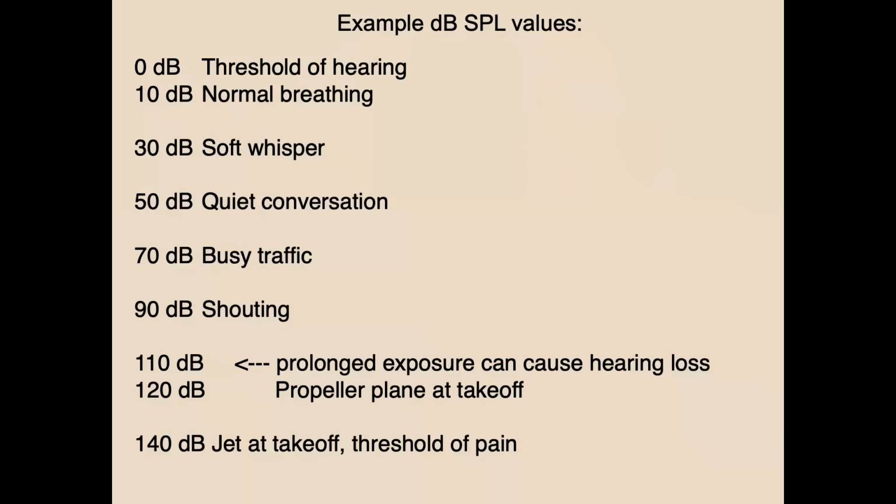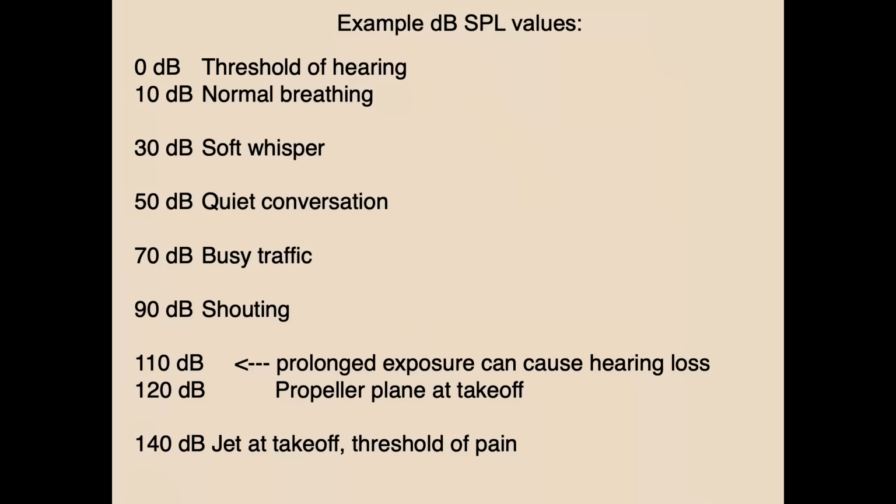All right, so here are some example SPL values. As we said, 0 is sort of designed to be close to the threshold of hearing. Normal breathing would be around 10 dB. A very, very soft whisper would be 30 dB. Quiet conversation, 50 dB. Busy traffic on Massachusetts Avenue, for instance, might be around 70 dB. Somebody shouts right next to you, be close to maybe 90 dB.